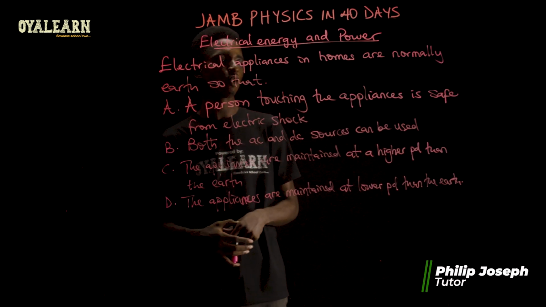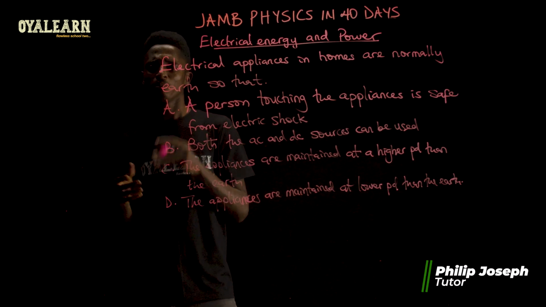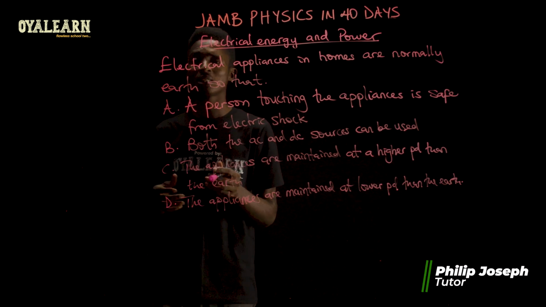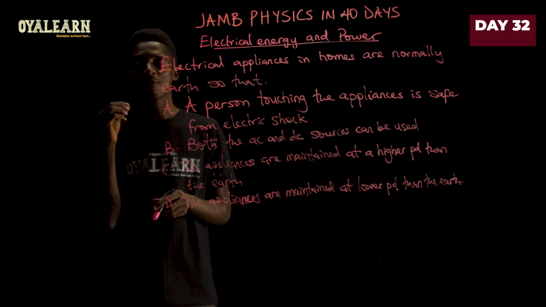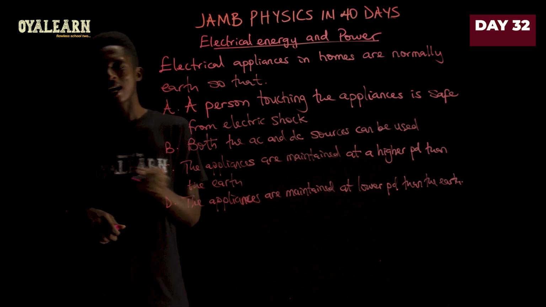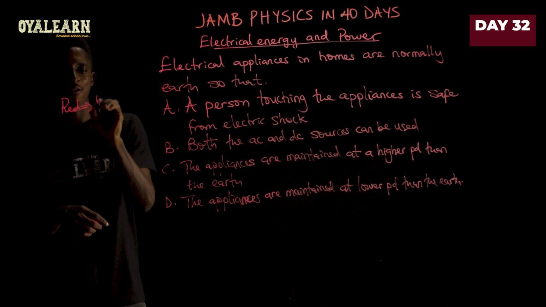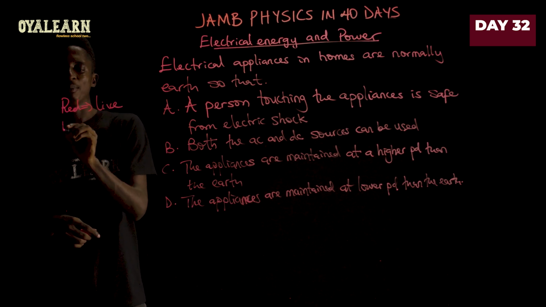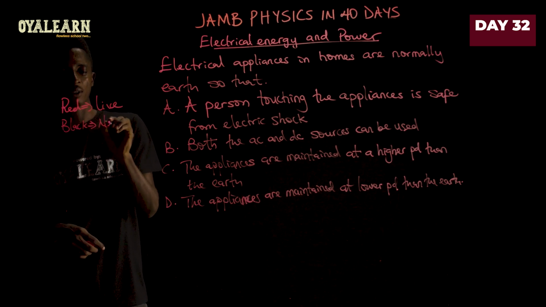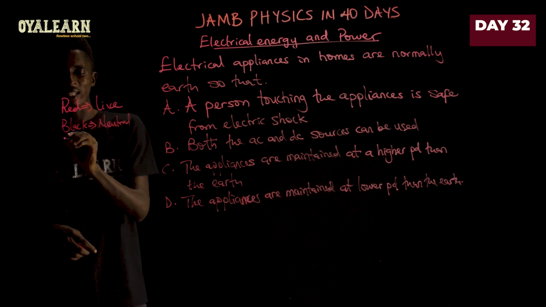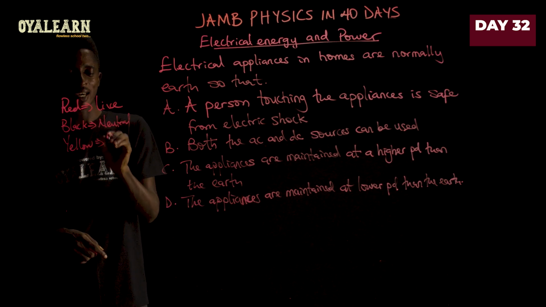Electrical appliances in homes are normally earthed. Now, to understand this, many of you may have seen it before: most of the electrical appliances you use, when you check out the plug points, usually have 3 wires. The wires are often red, which indicates live wire, then black, which indicates neutral, and then yellow, which indicates earth.